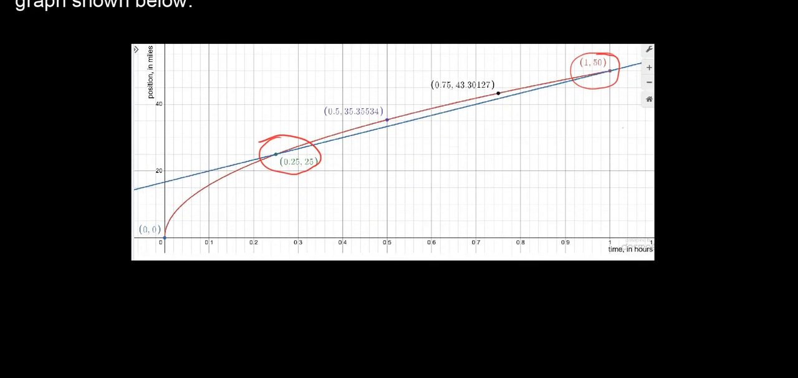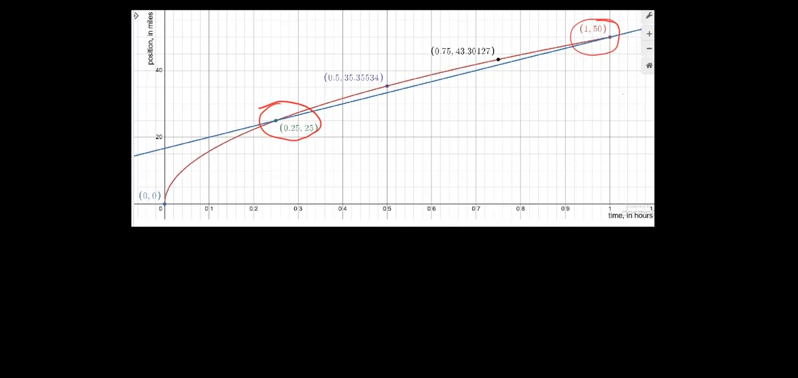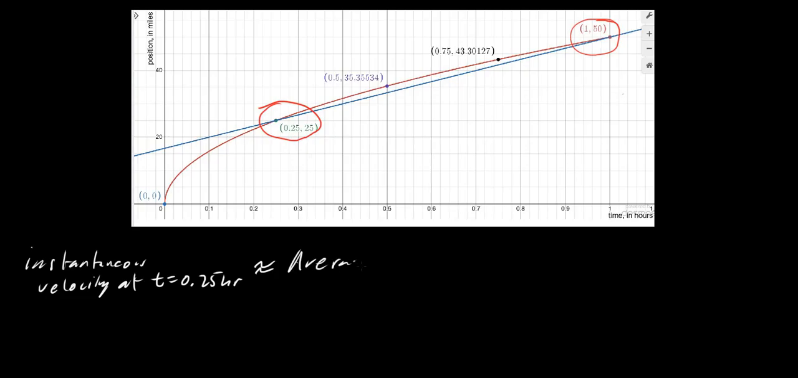So here's what we say. The instantaneous velocity at 15 minutes, or when t is equal to 0.25 hours, is roughly equal to the average velocity from t is equal to 15 minutes or 0.25 hours to t equals 1 hour.